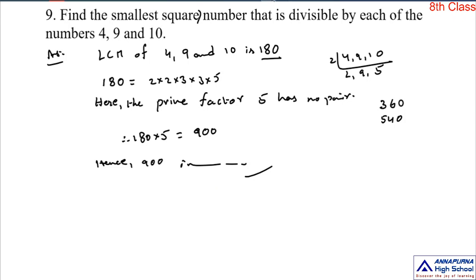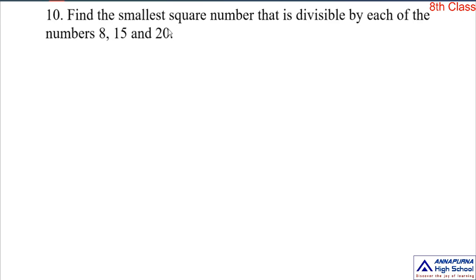Okay, so this is the ninth one, and let's come to the last but not least. Find the smallest square number that is divisible by each of the numbers 8, 15 and 20. Same model. So what is the first step? We find the LCM of the given numbers. Okay, then the prime factorization of this LCM, and identify which factor has no pair. Multiply that LCM by that number, then you get the smallest square number that is divisible by each of the numbers 8, 15 and 20.